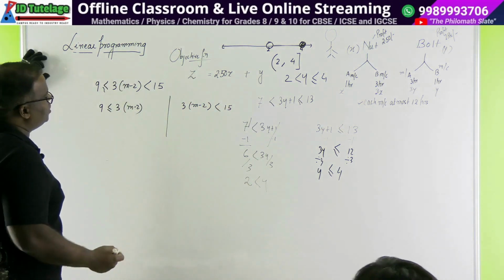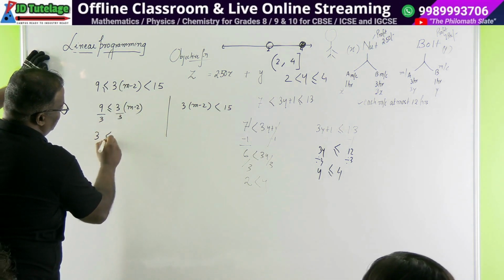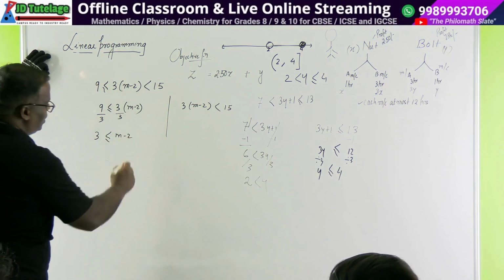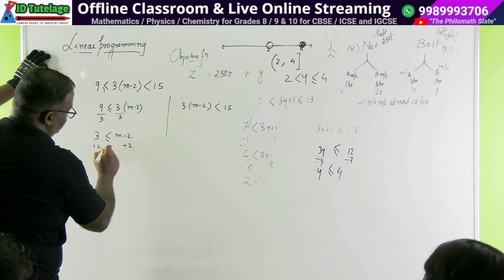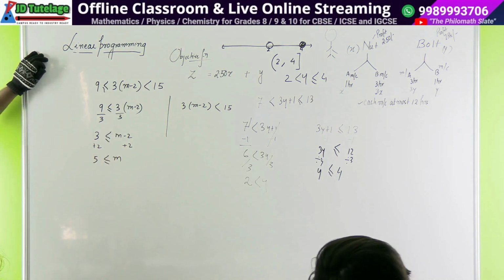So first of all, to make it simple, what we do, we can divide this by 3 and divide this by 3. This becomes 3 less than m minus 2. Make sense? And after that, you're going to add a 2 out here. You're going to add a 2 out here. This becomes 5 less than equal to m. That's one part done. Right?